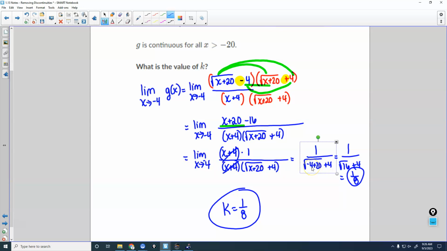So you plug in the negative 4. Negative 4 plus 20 is 16. Square root of 16 is 4. 4 plus 4 is 8, so you get 1/8 for that. These problems are really good because they also make you go back and review some of that other stuff that we did. Okay, questions there?